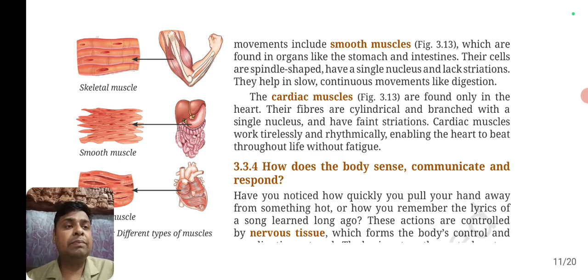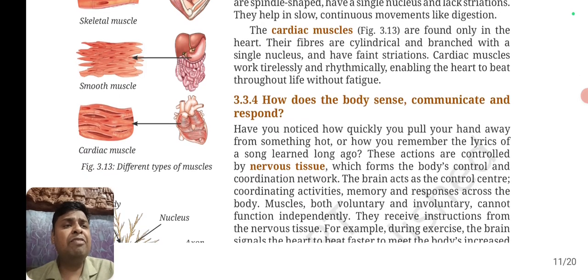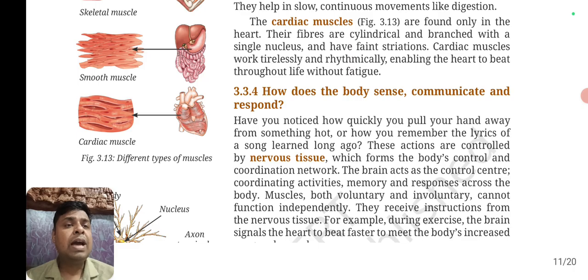Cardiac muscles are only found in the heart. They are cylindrical, branched with single nuclei and have faint striations. Cardiac muscles work tirelessly and rhythmically, enabling the heart to beat throughout life without fatigue. So the heart doesn't stop. If the heart stops, we'll die. That's why they are a special type of muscles called cardiac muscles, which are continuously working till we die.